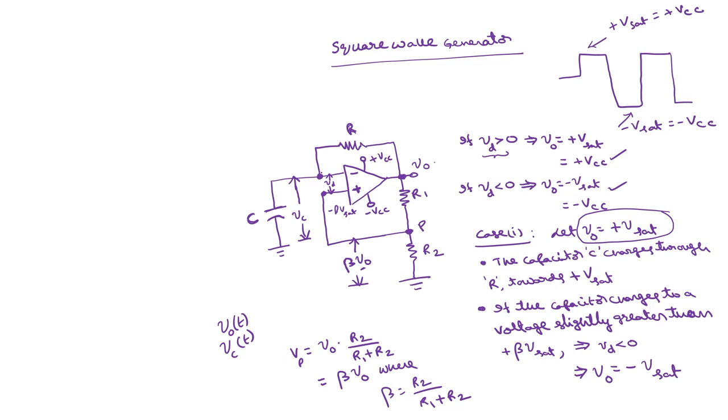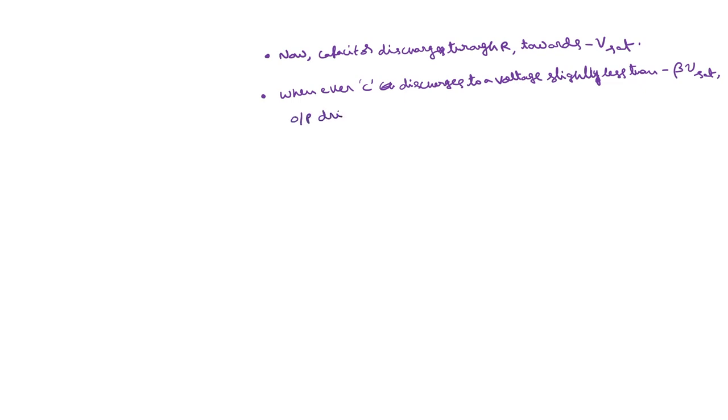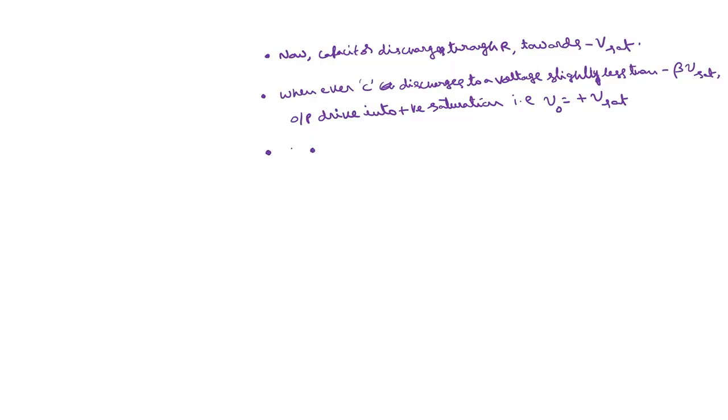Now this voltage will be a value which is slightly more than minus beta V sat, meaning the positive voltage is greater than the negative voltage. As a result of that, the output again will drive into the positive saturation. That is, V0 is equal to plus V sat. So we started with the positive saturation, then after some time the output becomes negative saturation, again positive saturation, and the cycle repeats at output V naught. This is the principle of this square wave generator circuit.